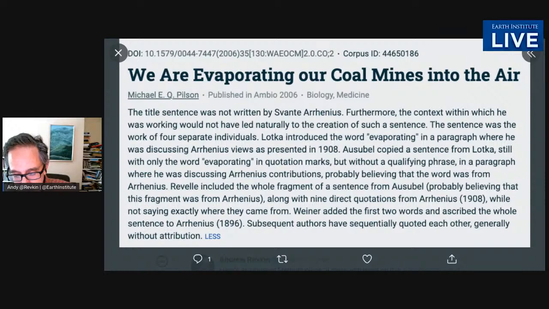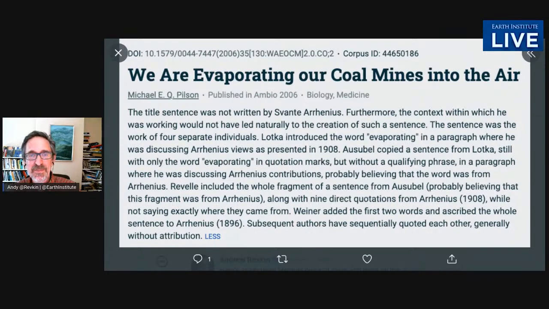Lotka introduced the word evaporating in a paragraph where he was discussing Arrhenius's views as presented in 1908. Jesse Ausubel, who's another friend of mine, at Rockefeller University, copied a sentence from Lotka, still with only the word evaporating in quotation marks, but without a qualifying phrase, in a paragraph where he was discussing Arrhenius's contributions, probably believing that the word was from Arrhenius. Roger Revelle, who anyone knowing the history of climate change concern knows about, and whom I got to interview a couple of times in the 80s, included the whole fragment of a sentence from Ausubel, probably believing that this fragment was from Arrhenius.